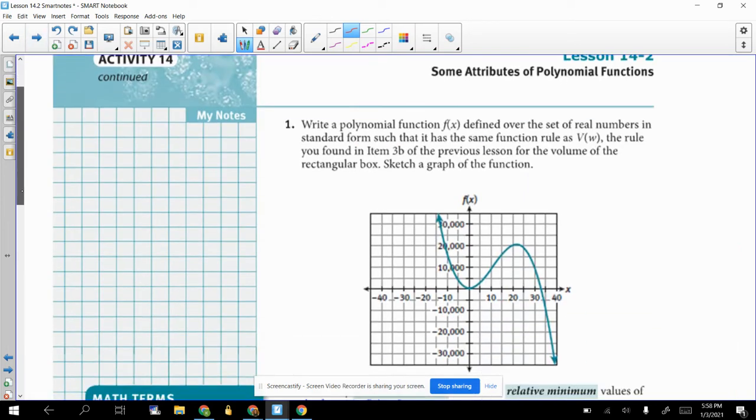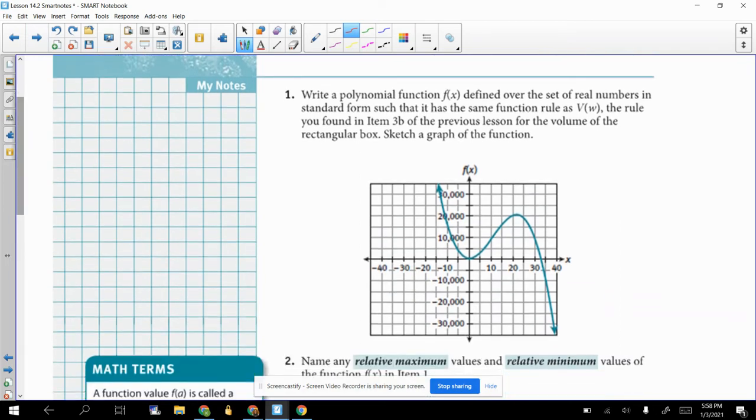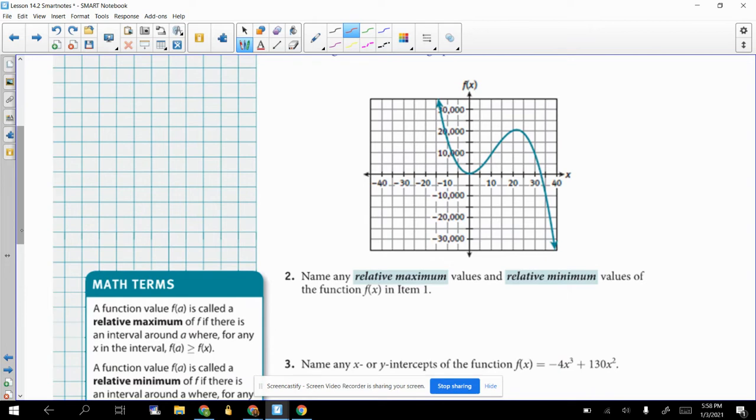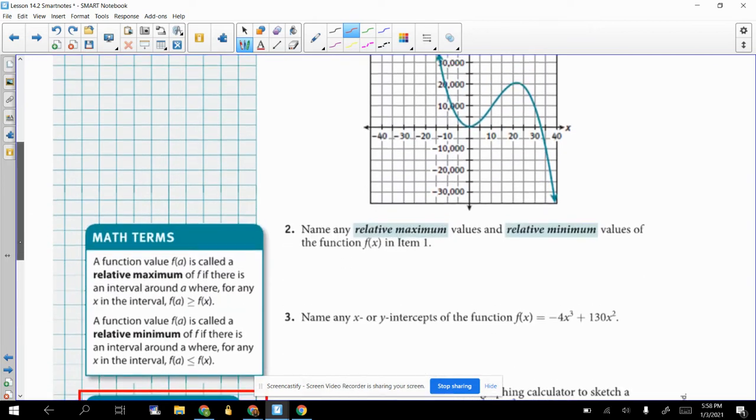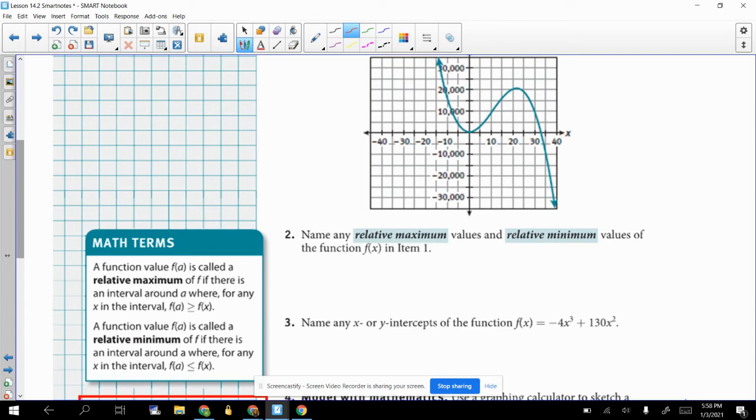Okay, so this was actually a graph that was supposed to be talked about in a previous lesson, but we skipped that lesson. So we're just going to go ahead and look at this graph as an example, okay? And the first thing it says is to name any relative maximum values and relative minimum values. So when we were talking about quadratic functions, right, we saw some like this and some like this, these parabolas, okay? And we knew, okay, if it opens upward, it's going to have a minimum value. And if it opens downward, it's going to have a maximum value.